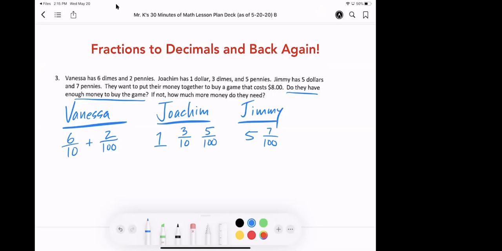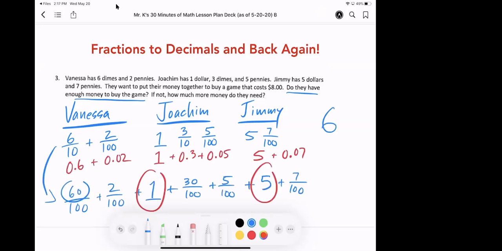All right, and then I have 60 hundredths, 2 hundredths, 30 hundredths, 5 hundredths, and 7 hundredths. So altogether, that would be 62 plus 30 more is 92, plus 5 more is 97, plus 7 more would be 104 hundredths.